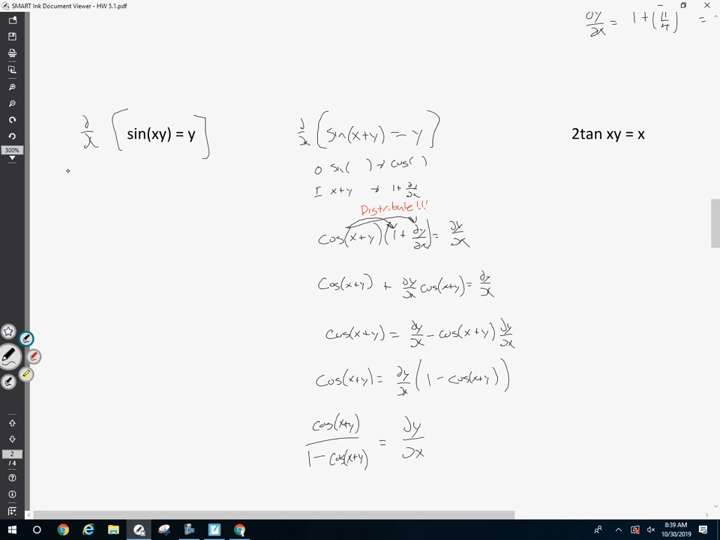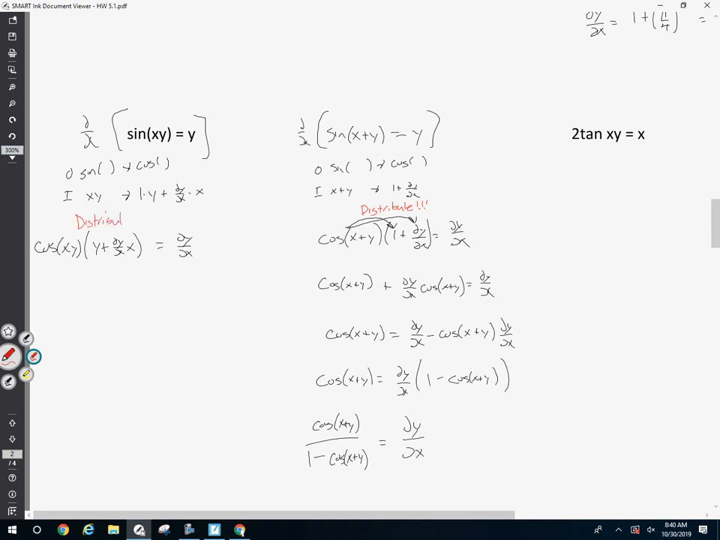Now, here, watch how it's going to be a little bit different. Sine, the inside is xy. The derivative of sine is cosine, and for the derivative of xy, you need to use the product rule: derivative of x times y plus the derivative of y times x. So I'd have cos(xy) times (y + dy/dx x) equals dy/dx. Just like the previous one.